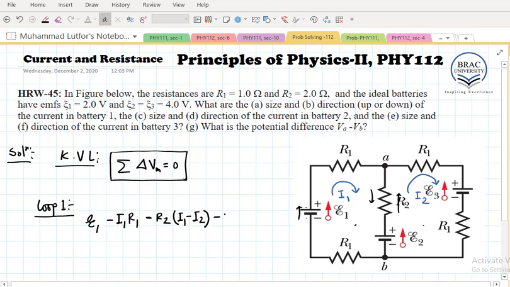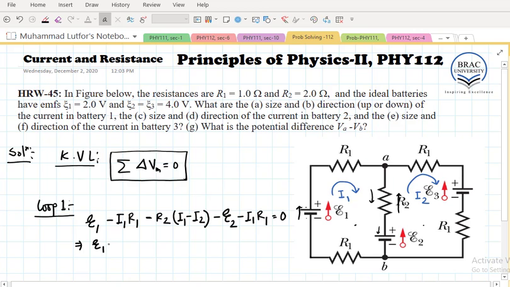Then minus E2, because right now I'm moving in that direction, which means I'm moving from higher potential towards lower potential. So the voltage difference would be a negative quantity. That's why I write minus E2 and minus I1 R1, and I come back to that point. It makes a closed loop, so it would be equal to 0. Now you can simplify this one.